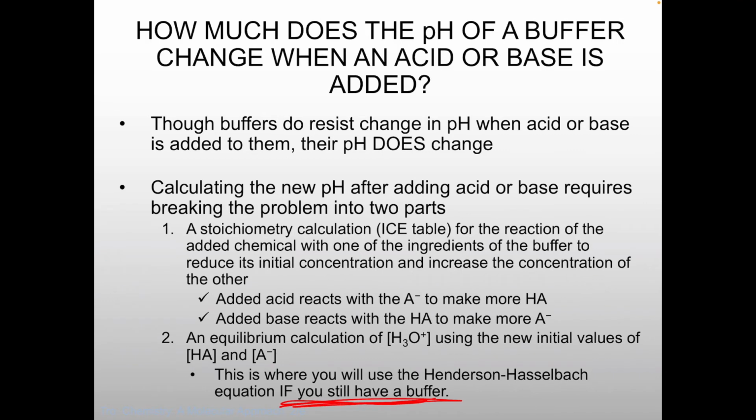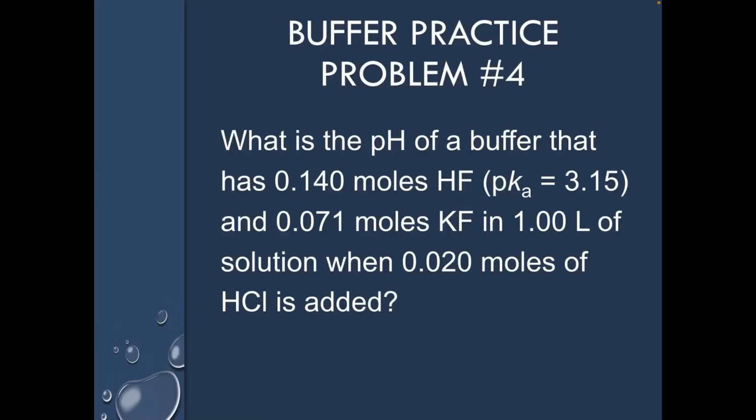Sometimes you will add too much acid, right? Too much strong acid or too much strong base, and it will overwhelm your buffer. If you add more moles of your strong acid than you have of your conjugate base, or more moles of your strong base than you have of your weak acid, then those will overpower your buffer. They will take over. You won't have a buffer anymore. So always be careful. Don't just throw things into Henderson-Hasselbalch because you thought it might be a buffer. Always double check. So let's try this.